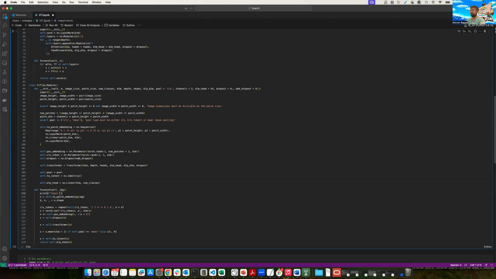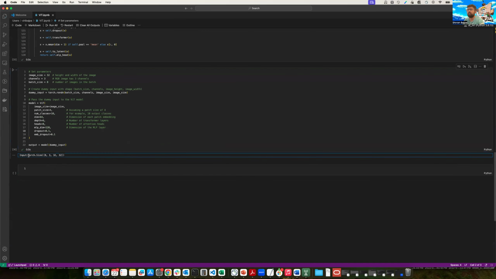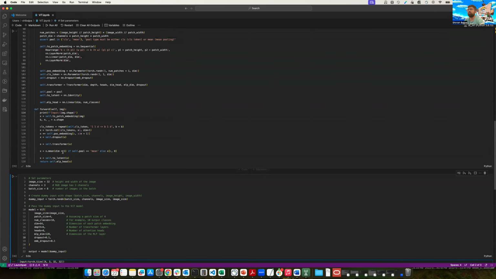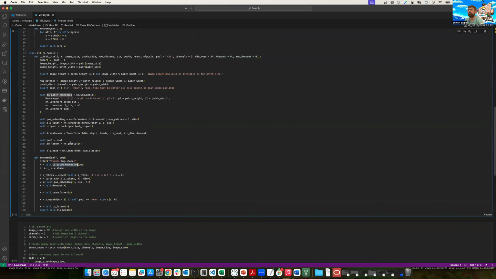Input shape. Okay, let's remove this. So this is what our input looks like. Eight images, three channels, right? Now we are passing it into patch embedding. Let's see what this will do, right?